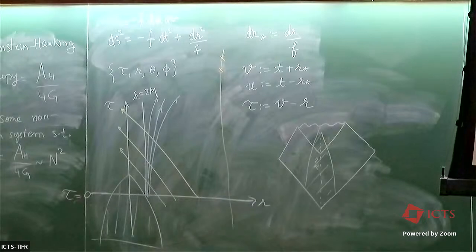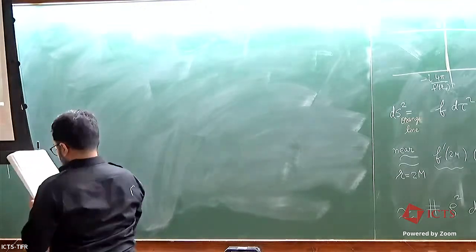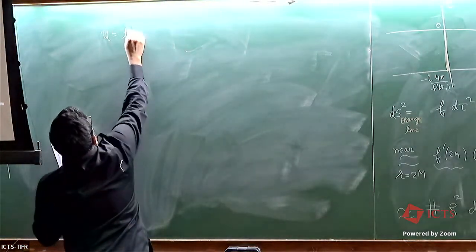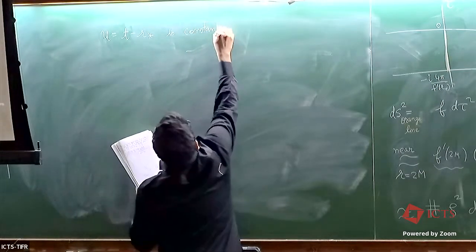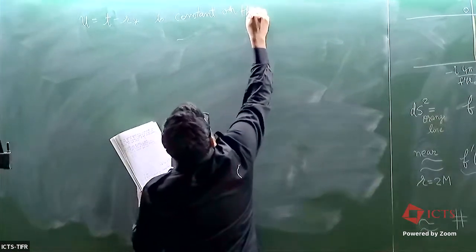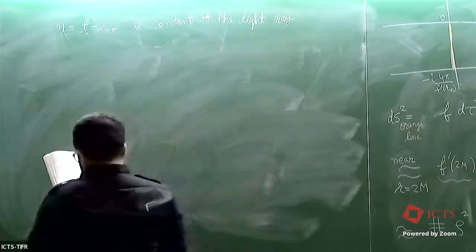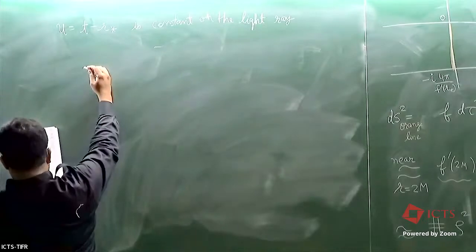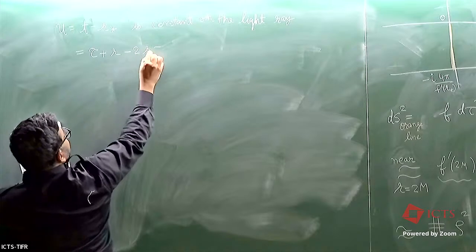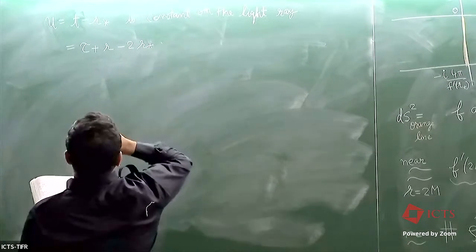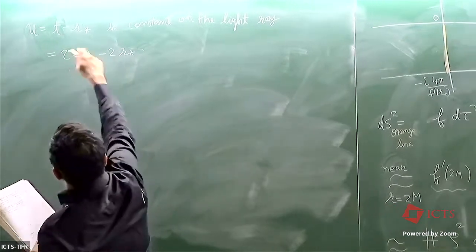Okay, so the outgoing light rays have u, which equals t minus r star, constant on the light ray. You can just check that it's also equal to tau plus r minus 2r star. Well, that's clear, because tau was v minus r, and v is t plus r star, so these two expressions are equal.